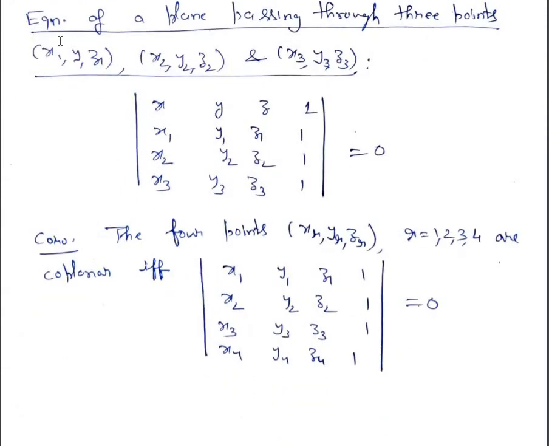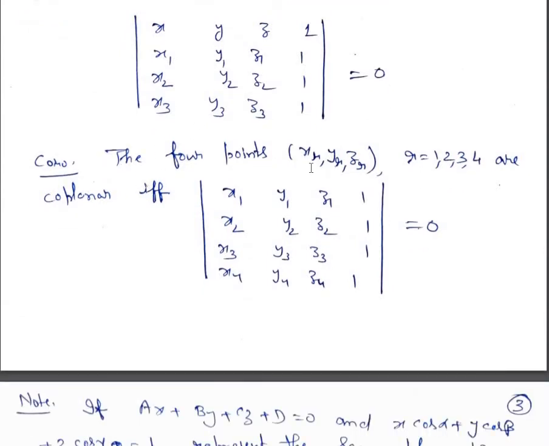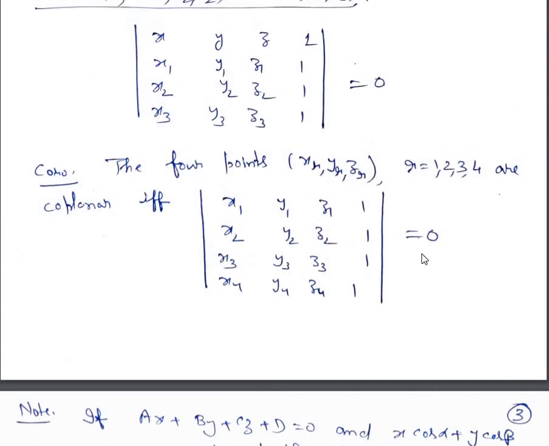Next formula is equation of a plane passing through 3 points (x1, y1, z1), (x2, y2, z2) and (x3, y3, z3). This plane is given by the determinant of rows (x, y, z, 1), (x1, y1, z1, 1), (x2, y2, z2, 1), (x3, y3, z3, 1) is equal to 0. Corollary of this is that the 4 points (xr, yr, zr), where r varies from 1 to 4, are coplanar if and only if the determinant of rows (x1, y1, z1, 1), (x2, y2, z2, 1), (x3, y3, z3, 1), (x4, y4, z4, 1) is equal to 0.